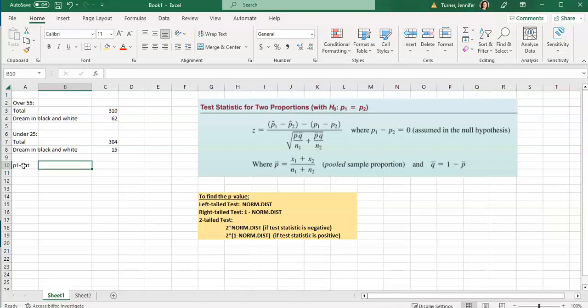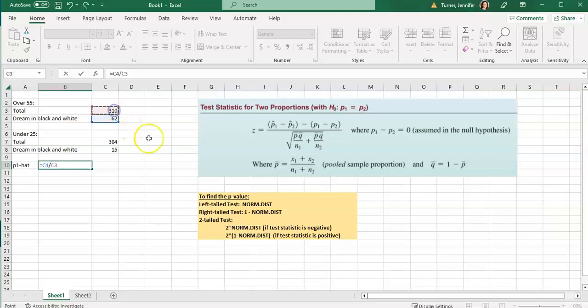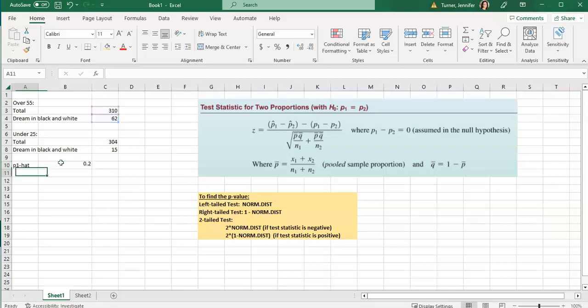divided by the total. So we can create our own little formula for that by starting with an equal sign and take the number from the first group who dreamt in black and white, 62, and divide that by the total number of people in that group. And again, as always, we can just click on the cells where those numbers are being stored, and Excel will bring those cells into the formula and know to find the number it's looking for in that cell. So 0.2 is the sample proportion for that first group.